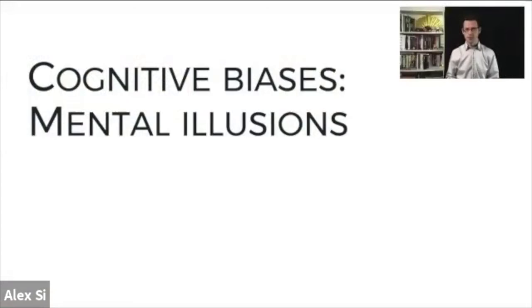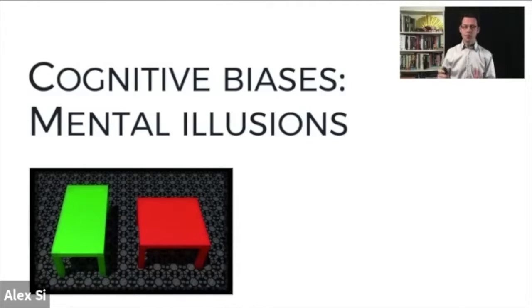And one of those mental illusions are the cognitive biases. And mental illusions are like other illusions, like visual illusions, for instance. I don't know, maybe you know that one. Just raise your hand if you know that illusion, visual illusion.